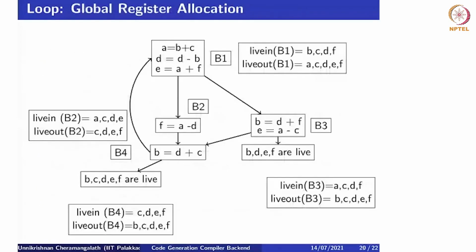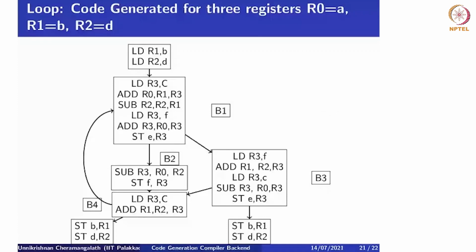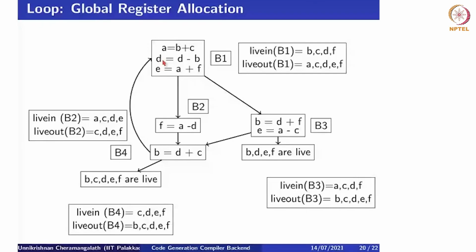So this is the global register allocation that we are looking at, and this is the generated code, with R0 equal to A, R1 equal to B, and R2 equal to D. So R0, you selected A. There is a prologue and epilogue. Here there is a load of R1 with B and R2 with D, because if you look at these registers, B, C, D, and F are live in.